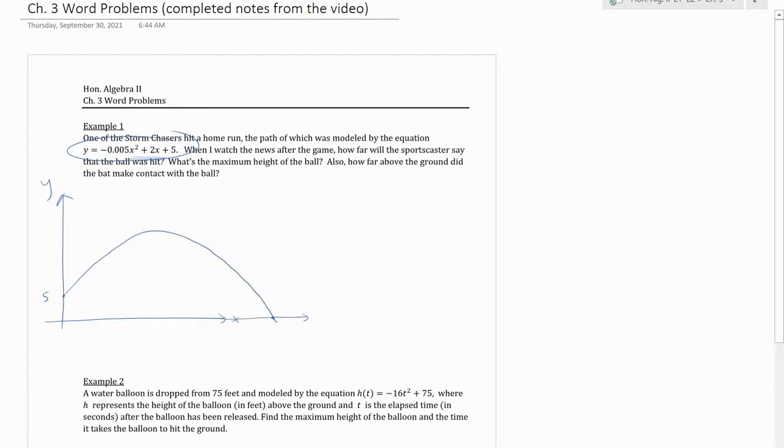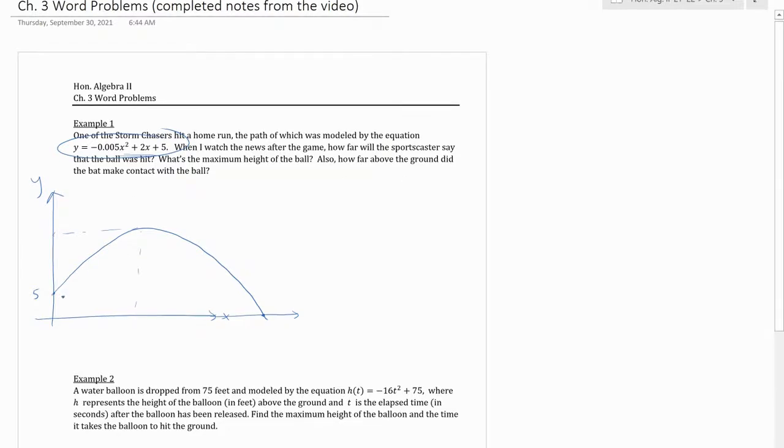When I watch the news after the game, how far will the sportscaster say the ball was hit? Well, from where he is to where it lands, that's how far they hit the ball. What's the maximum height of the ball? That's going to be the y value of the vertex. And then how far above the ground did the bat make contact with the ball? Well, when the ball hasn't moved after being hit, it definitely is at 5. So how far above the ground did you make contact with the ball?